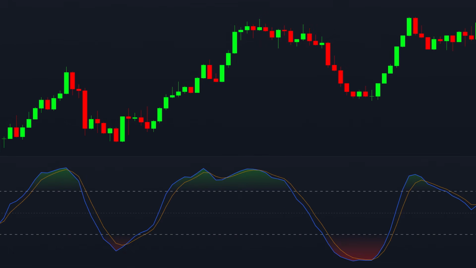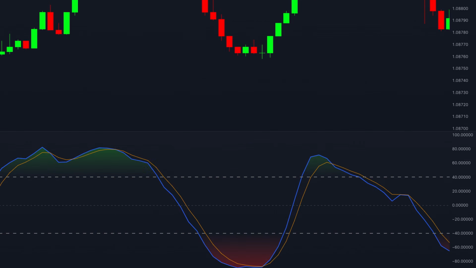You'll immediately notice the overbought and oversold zones are at different values, and we have a color fill when the SMI line reaches above or below those values. By default, they're set to 40 and negative 40. Also note the SMI also oscillates around the 0 line instead of the 50 line like the regular stochastic.